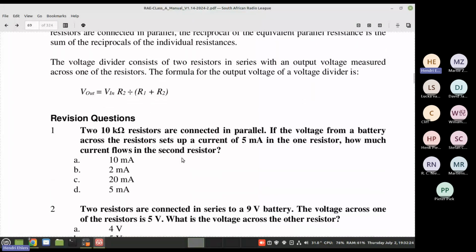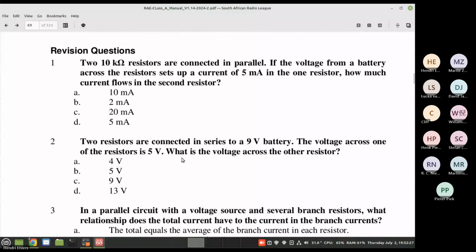Right, so we get to the questions. Marty says you guys must answer, not me. Okay, I will see if I can get that right. Two 10K resistors are connected in parallel. If the voltage from a battery across the resistors sets up a current of 5 milliamp in the one resistor, how much current flows in the second resistor? E. Is that delta? Yes.